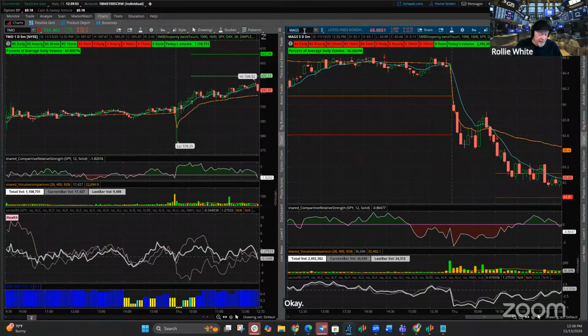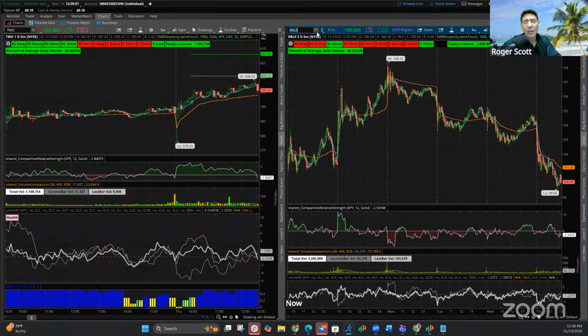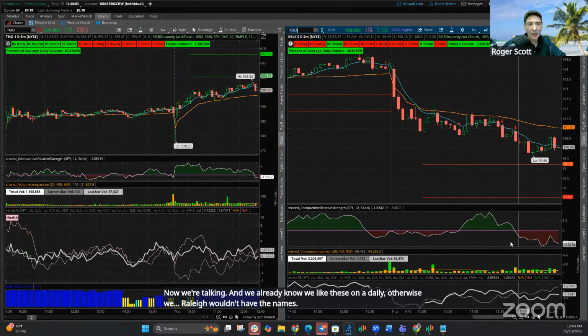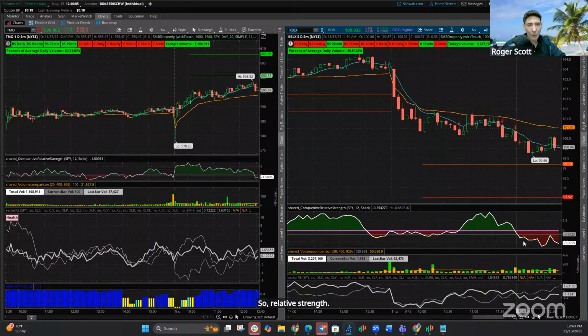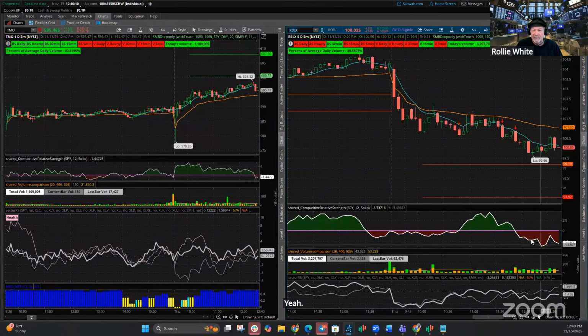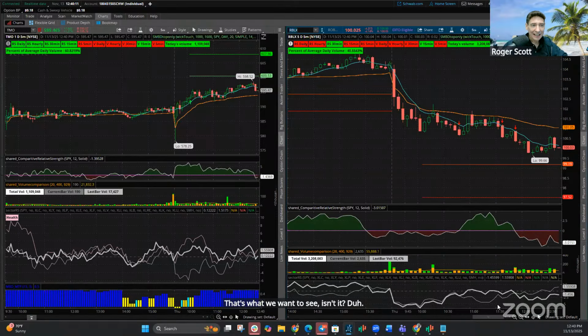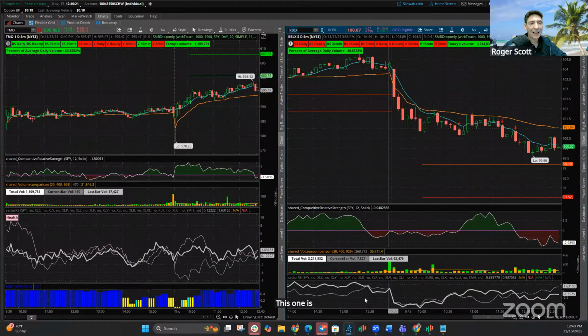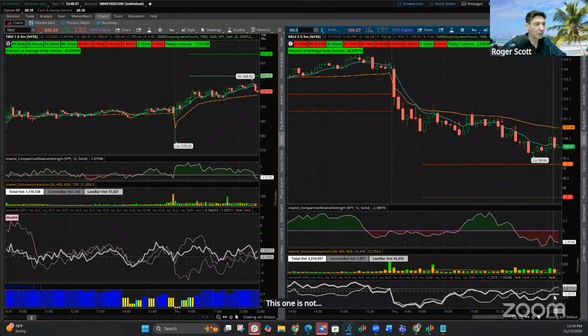On the short side, the first one was Roblox, RBLX. Now we're talking. And we already know we like these on a daily, otherwise Raleigh wouldn't have the names. Relative strength is weakening. That's what we want to see when you're going short. And here you could see that the stock is weaker than the S&P 500 as well. If it's not in an index or a sector that it can identify, it'll just give you the 2 instead of the 3.